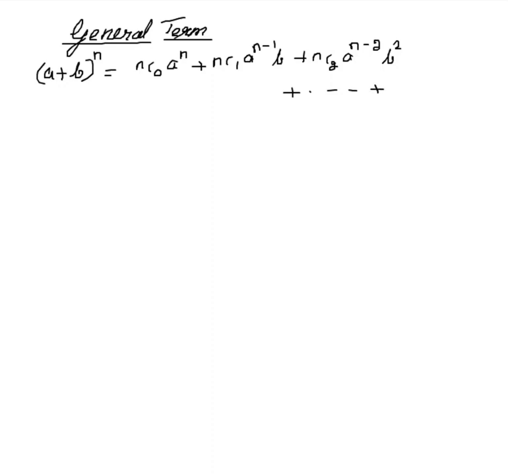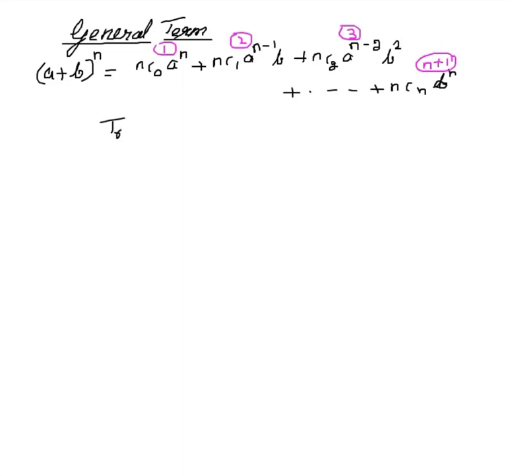Let us learn the formula for the general term of the binomial expansion. Let us consider this binomial expansion (a + b)^n, which is nC0 a^n + nC1 a^(n-1) b + nC2 a^(n-2) b^2, etc. The last term is nCn b^n. This is the first term, second term, third term, and this is the (n+1)th term.